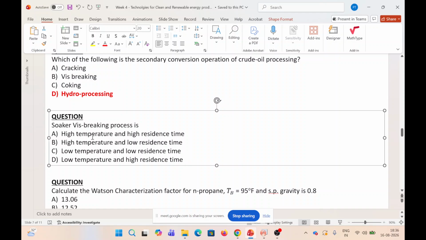So we talked about two types of visbreaking process. One is the soaker visbreaking process and another one is coil visbreaking. Over there I discussed the residence time, and also the temperature.